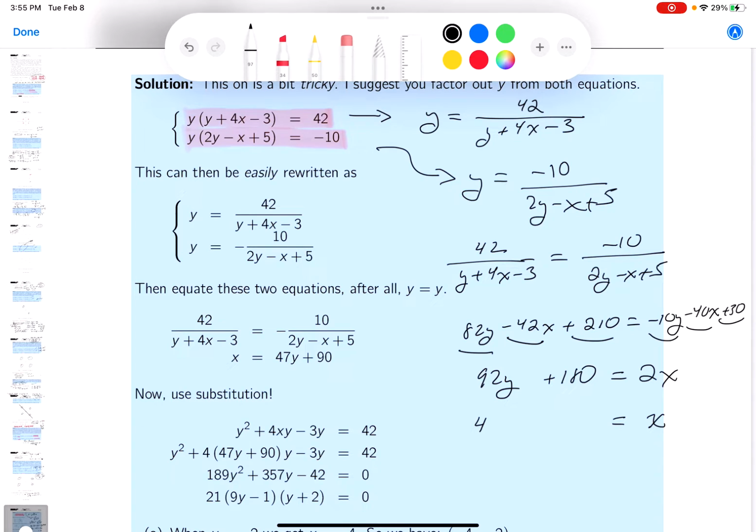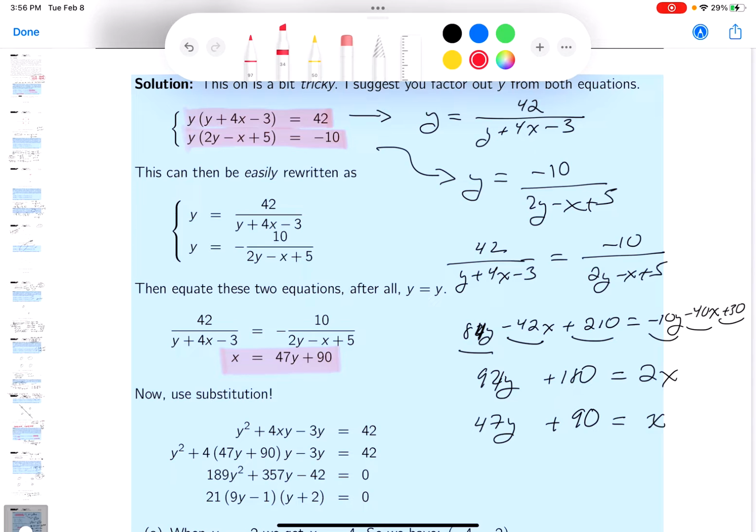Oh, I'm sorry, it's not 82, it's 84. So this is 94. Sorry about that. And I'm dividing by 2, so 47y plus 90. And I want to go back over here and point out that we've taken the road and we now know a relationship between x and y.